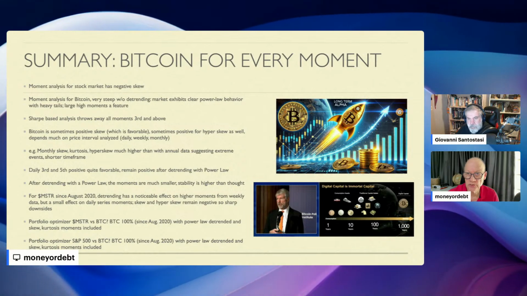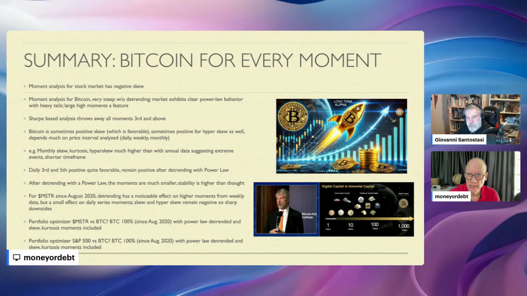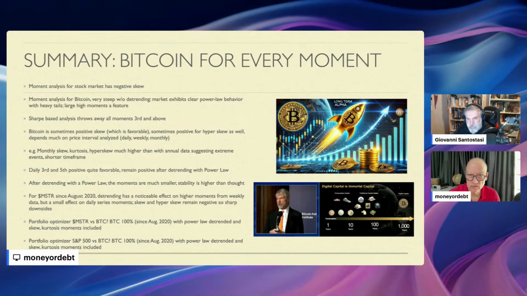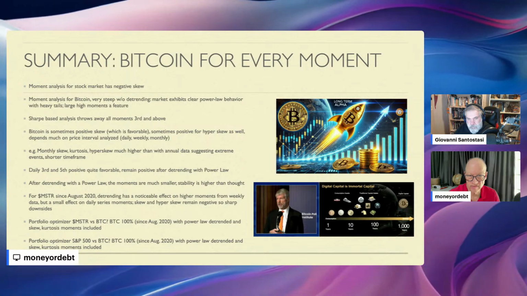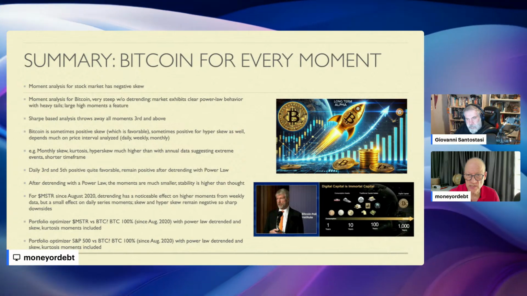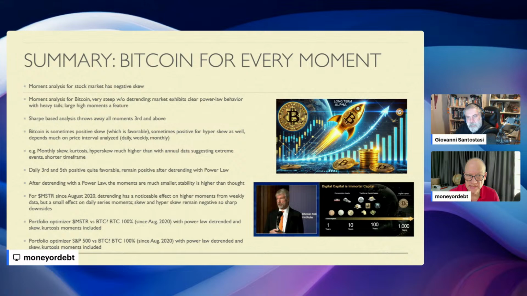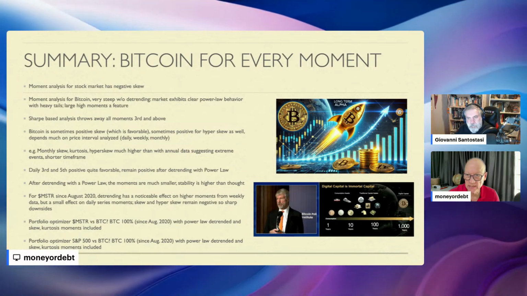So large high moments are a feature. Sharpe-based analysis throws away all the higher moments. Bitcoin is sometimes positive skew, sometimes positive for the fifth moment, the hyper skew. It does vary a lot depending on the price interval analyzed. But we settle on the daily because we want to have a lot of data.